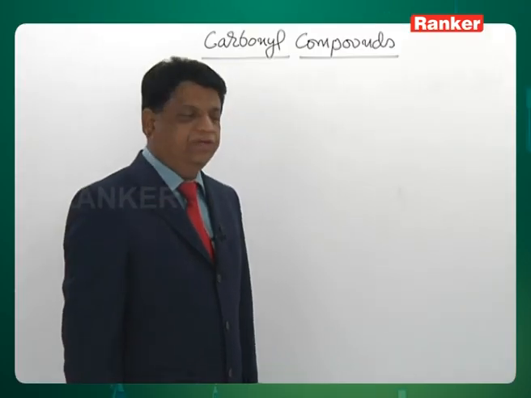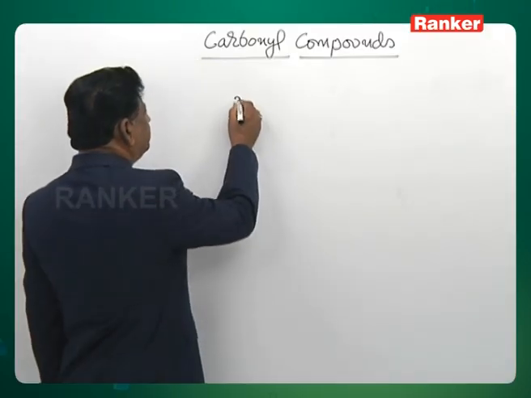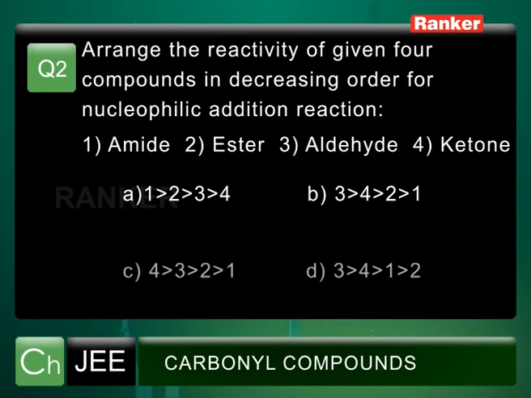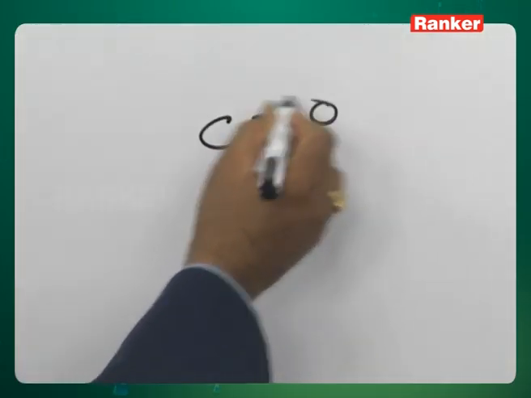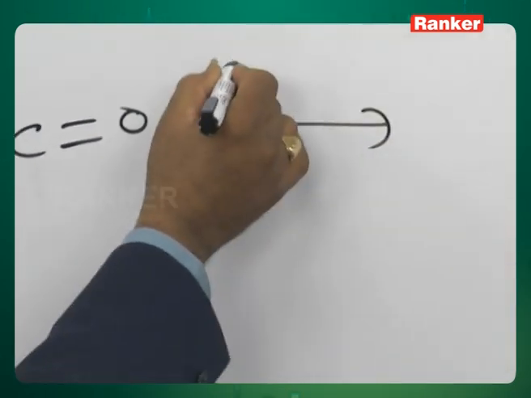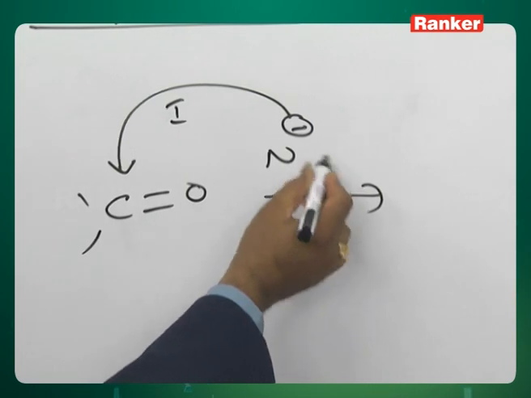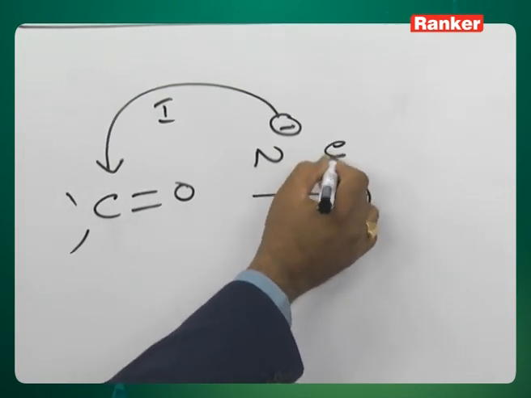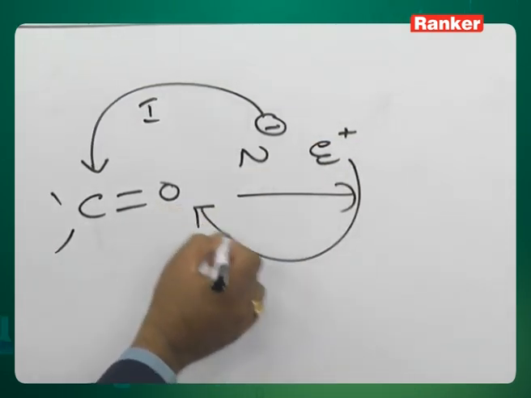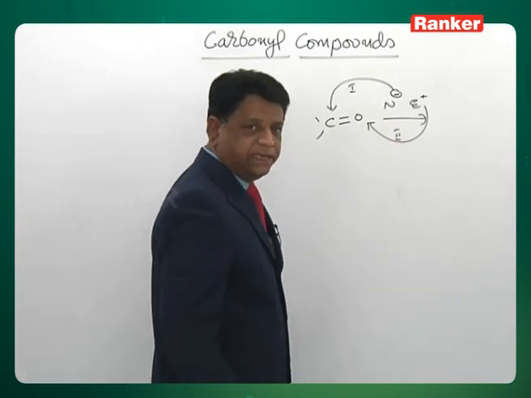So let's go for question number 2. Arrange the reactivity of the given 4 compounds in decreasing order of nucleophilic addition. Nucleophilic addition is a reaction wherein a C=O adds a nucleophile, Nu minus, first, followed by an electrophile like H plus in the second step. This is a nucleophilic addition reaction.